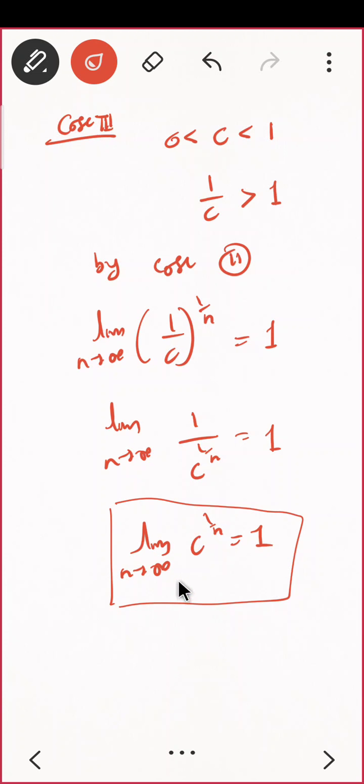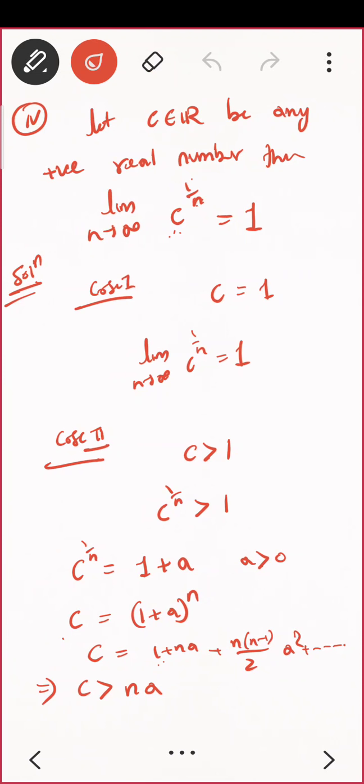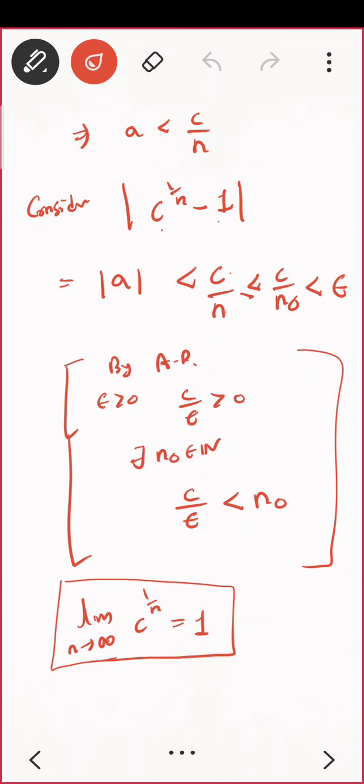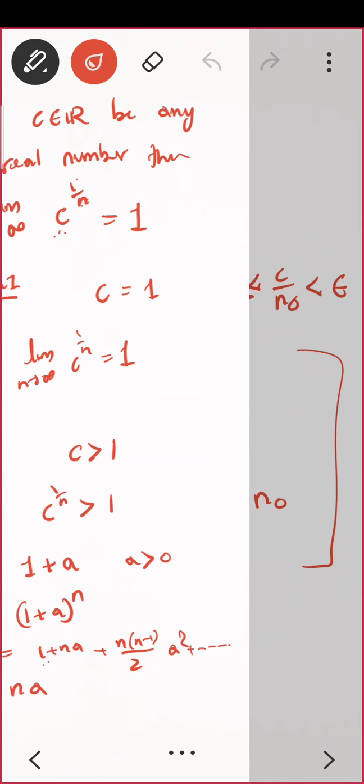So in all three cases we are getting the same. For c equal to 1, there was nothing to prove since it becomes a constant sequence, case 2 is when c is greater than 1, and case 3 is when c is between 0 and 1. Correct? This was the fourth one. Now let us see one more, that is the last, the fifth.